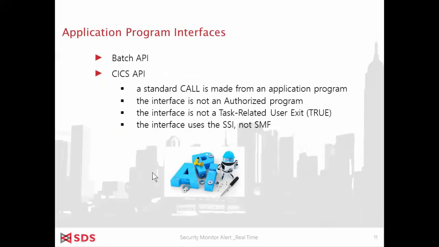Okay, this is a little bit of detail on the application program interfaces. So there is a batch API. One example I can cite is perhaps you're interested, anytime a batch job runs where there's a large deposit of maybe over $10,000, using the batch API, you can write it up so that you can be alerted when that particular type of transaction takes place. That's just an example of how you could exploit the batch API.